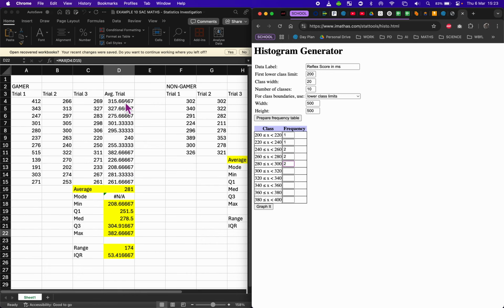300 to 320. That's 1, 2. There's 2 in the class of 300 to 320. 320 to 340. 1. Just 1. 340 to 360.